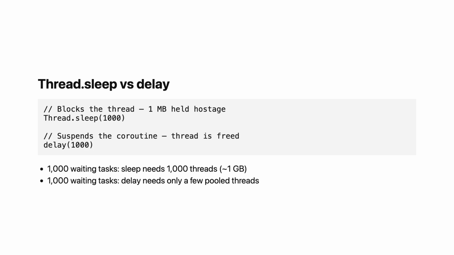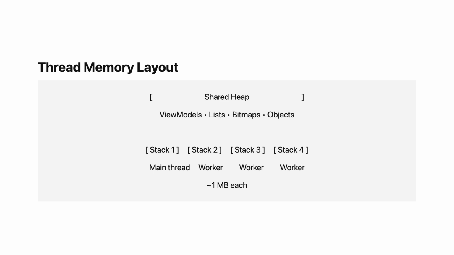If you have 1,000 concurrent tasks each waiting for 1 second, thread.sleep requires 1,000 threads, consuming a gigabyte of stack memory. Delay requires only a handful of threads from the pool, reusing them efficiently. This is not a small optimization. This is a fundamental difference in resource usage.